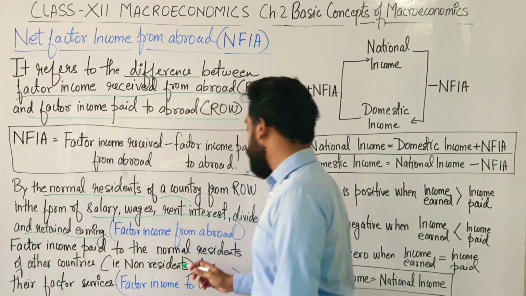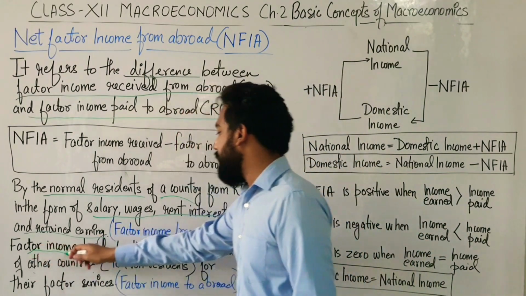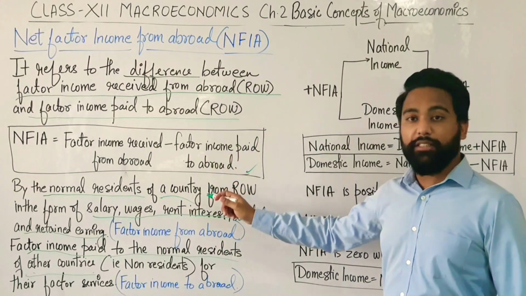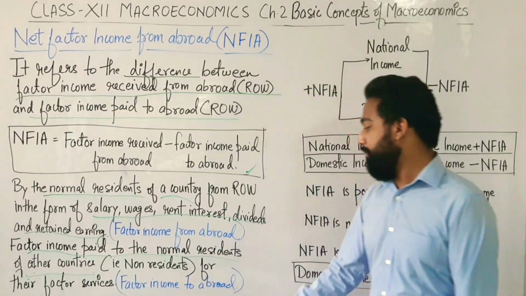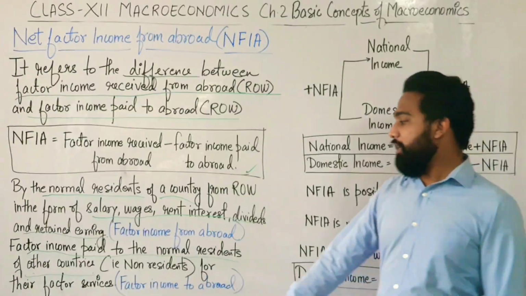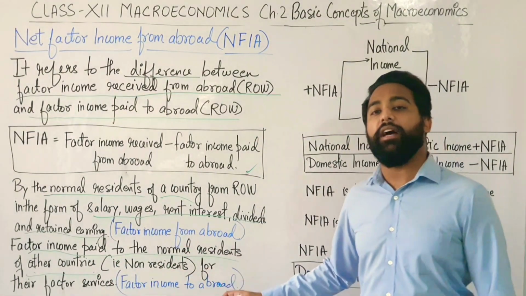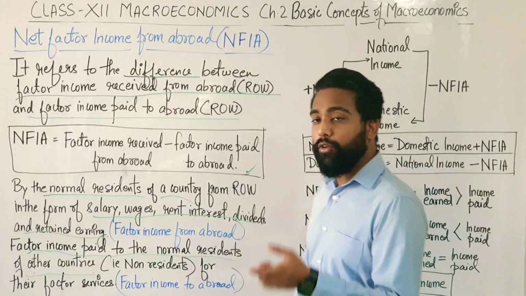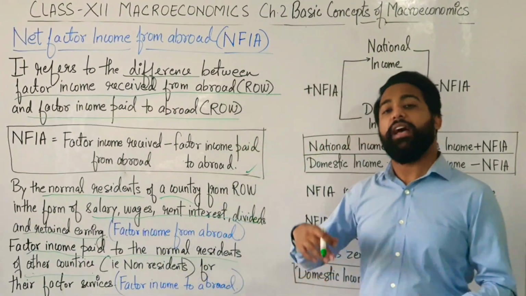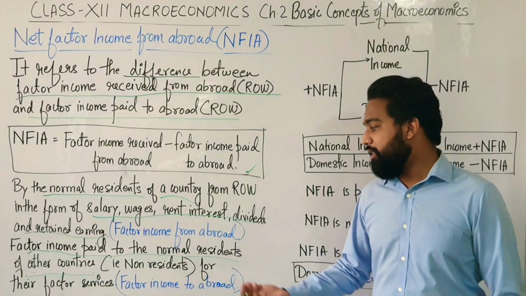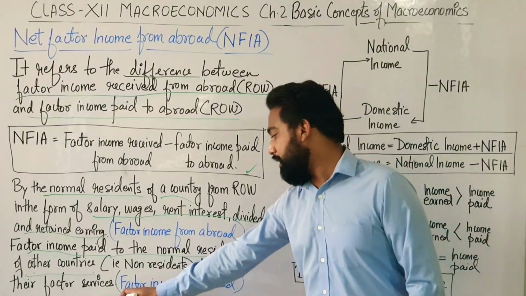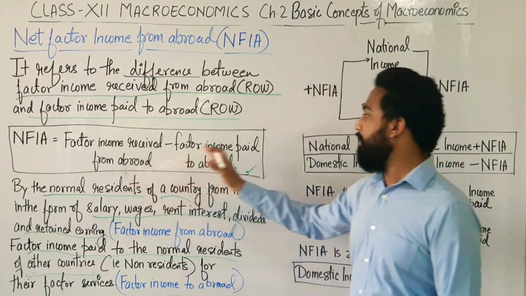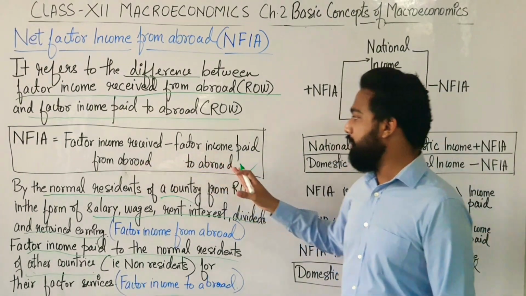This is the income which we earn from abroad. Now, factor income paid to normal residents of other countries, that is, non-residents. These are the non-residents. They do not reside in India, but they help our country to work. They provide us factor services, so in return we pay them rent, interest and such other things. This is factor income paid to abroad. So you got the difference between factor income received from abroad and factor income paid to abroad. Who are these and who are these?